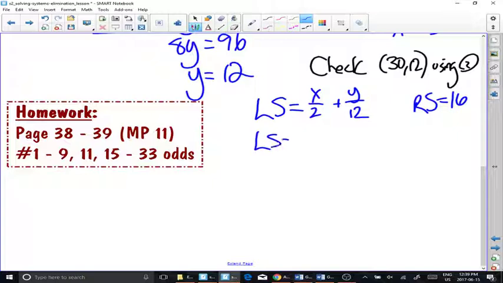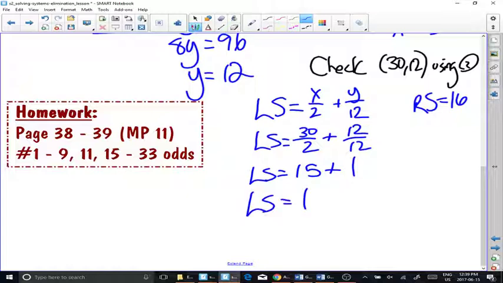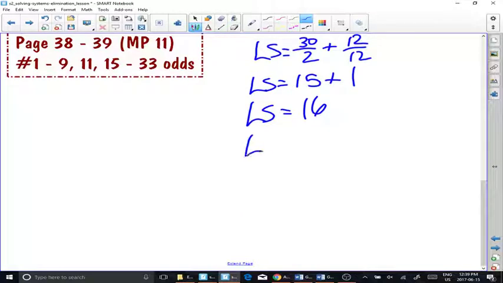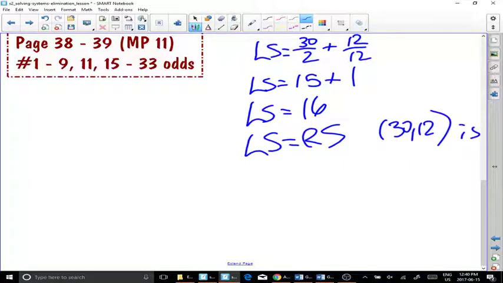So x is 30, so 30 over 2. Y is 12, so it's 12 over 12. So we get 15 plus 1, which is 16. So the left side is equal to the right side. And more importantly, the point 30, 12 is the solution.